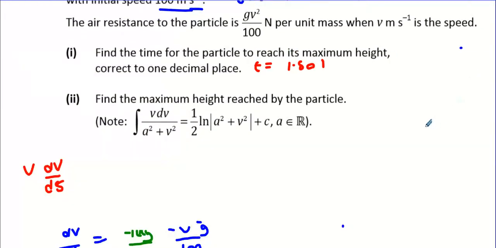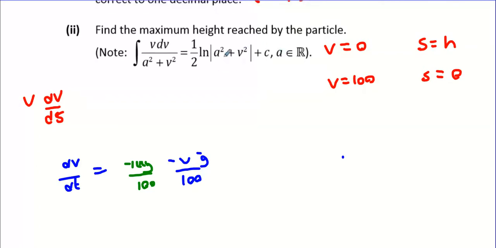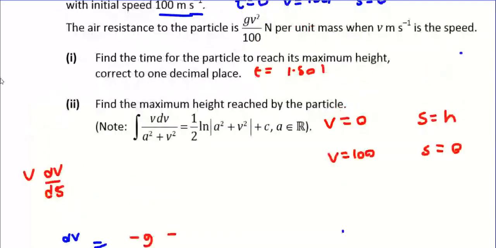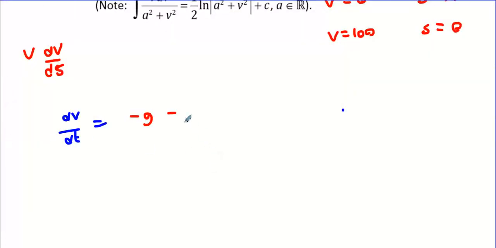So what we're looking for, s is the height at phi equals 0, and at phi equals 100, s equals 0. So that's our plan for this one, okay? Because it's showing us how to integrate this equation. So where we were at the very beginning was we had a equals, was it mg? It was mg, so it was just minus g, and then it was minus gv squared over 100.